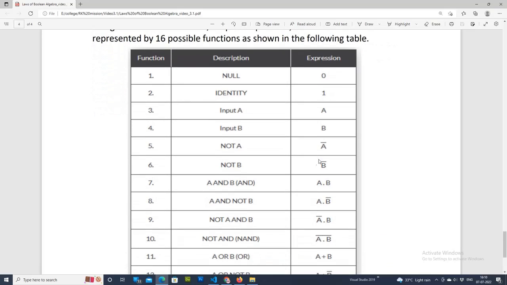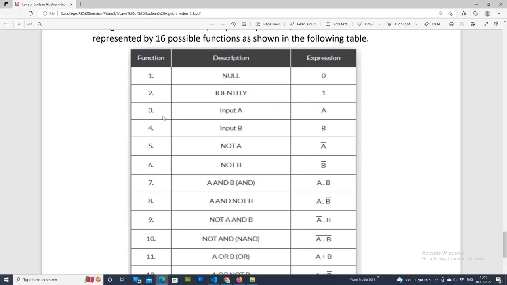I made this table for you so you can understand it better: the function, description and expression. The number one function we are studying is the null function. Null represents 0. We write this expression and we know it as the null function. Now the second function is identity 1. We identify 1 as an identity.